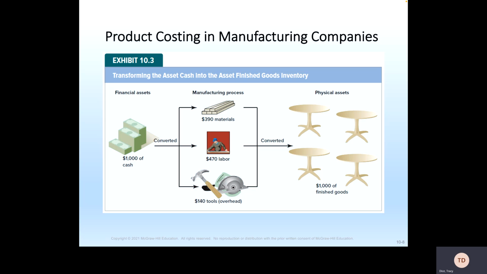Here's a little diagram of how your product costing in manufacturing companies actually works. So we take our cash payments and it gets converted into materials, labor, and tools. So your raw materials, your direct labor, and your overhead. When that happens, this is an asset exchange transaction. So what we're doing is we're taking financial assets and then we're making them physical assets. So this is an asset exchange.